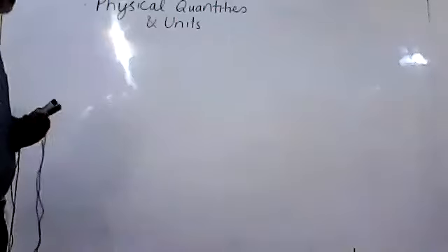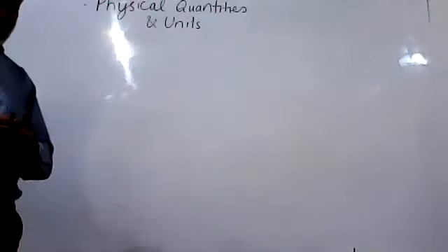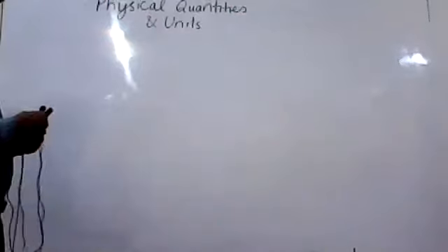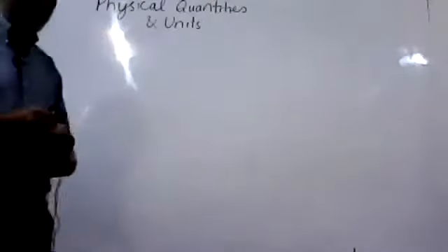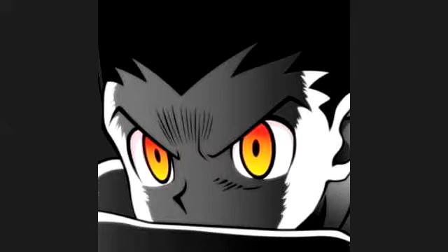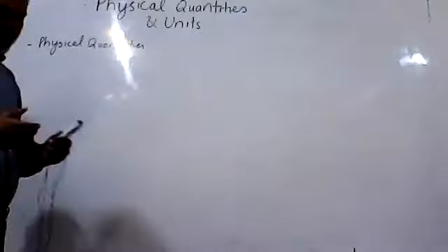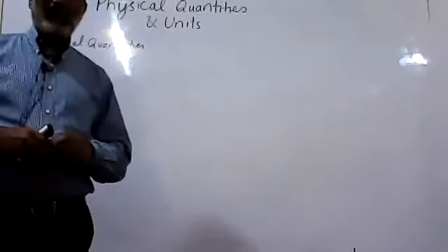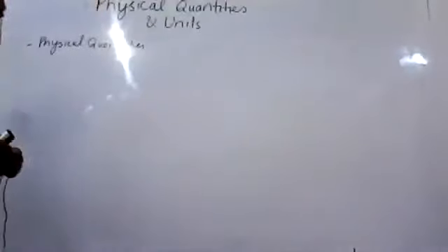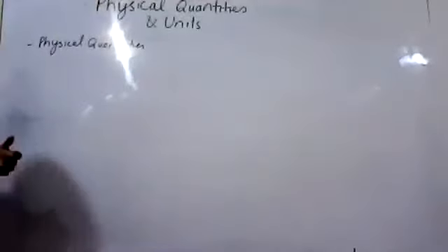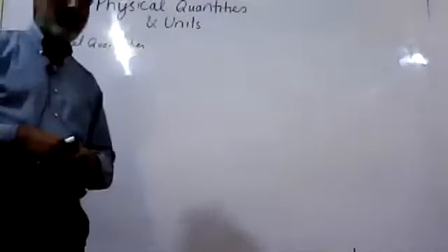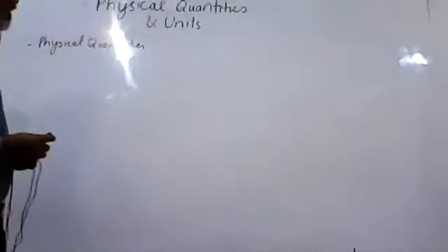Dear students, we are resuming our discussion of physical quantities and units today. Let me quickly do an overview of what we have already covered. We talked about physical quantities, and we defined what a physical quantity is. It is a measurable feature of any physical object. It could be its length, its area, its volume, its mass, or anything that we can measure.